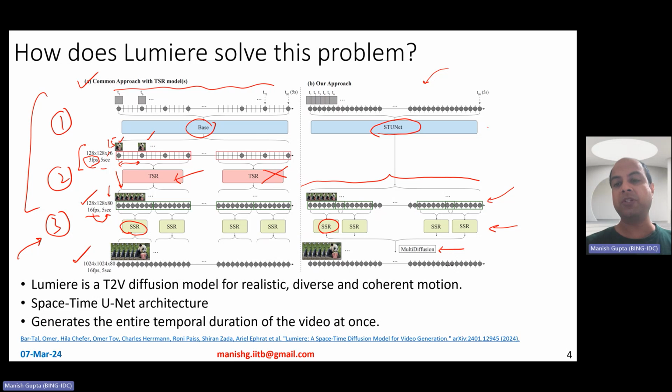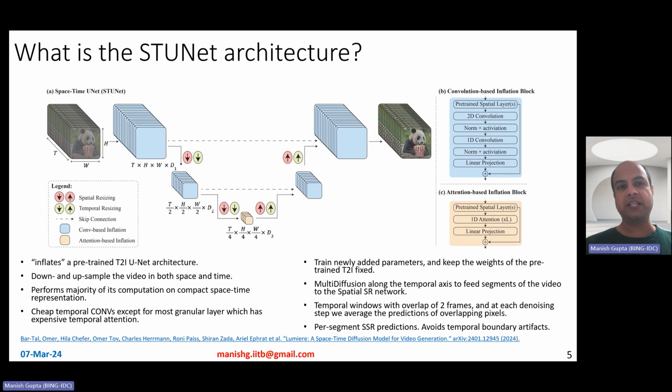But the most important contribution is here. Rather than doing a two-step approach, it just uses an STUNet to directly compute frames which are very near to each other. So it directly does the base model plus the temporal super resolution in a joint manner. Lumiere is a T2V, text-to-video diffusion model for realistic, diverse, and coherent motion. It uses a space-time UNet architecture and generates the entire temporal duration of the video at once. We'll talk about what the space-time UNet architecture is next.